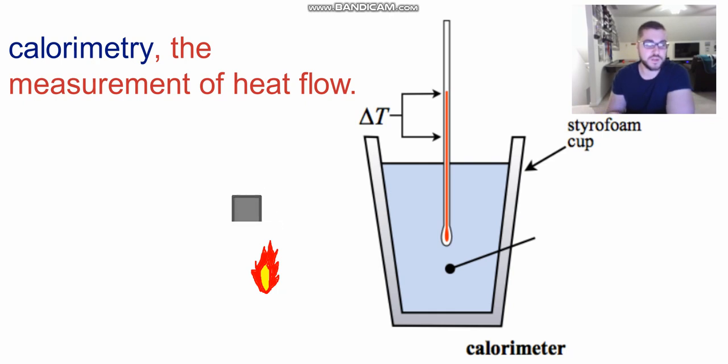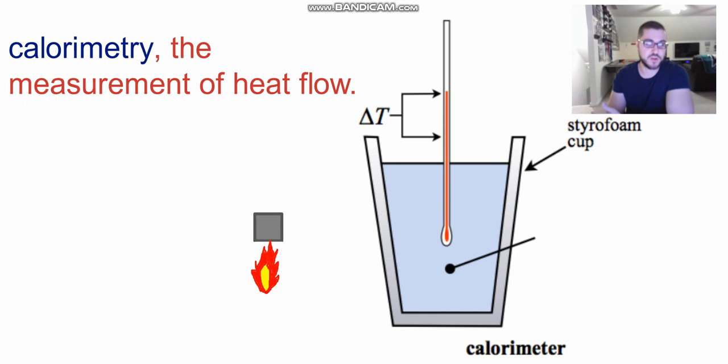So what we could do is we could take a metal and we could heat it to a known temperature. So let's say we take this metal cube and we heat it up to a temperature like 100 degrees Celsius. We take that metal and we drop it in the calorimeter. Now, this water at the beginning of this setup would have probably just been at room temperature. So we'll say this water is at about 20 degrees Celsius or so.